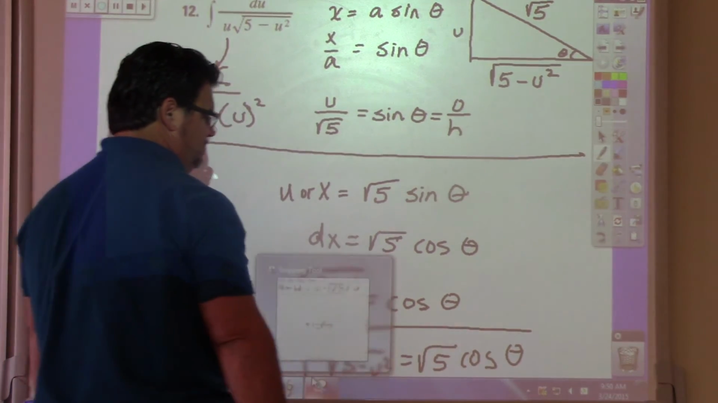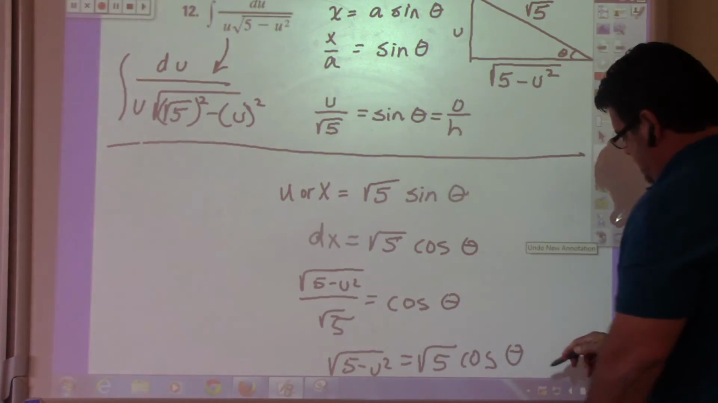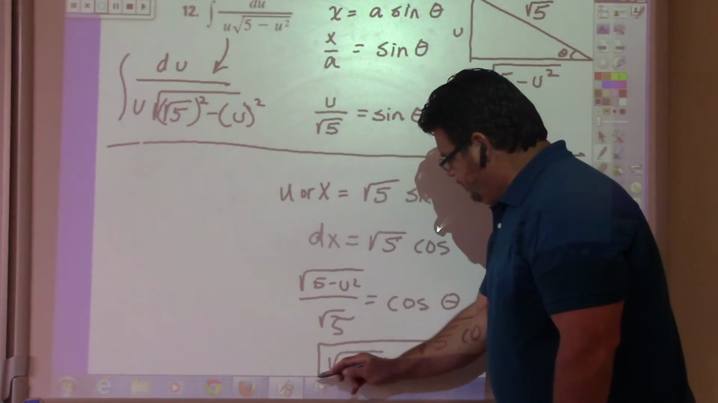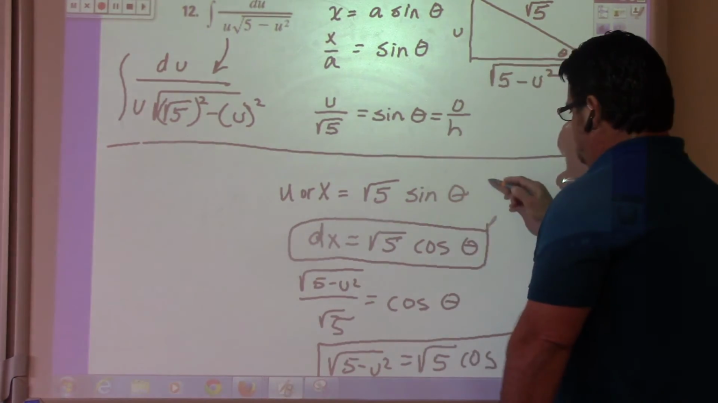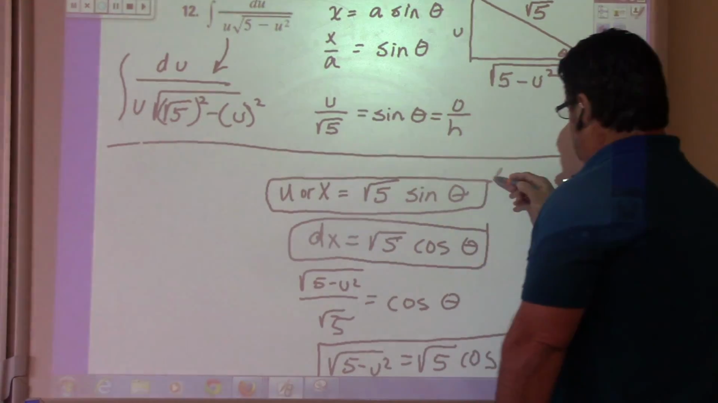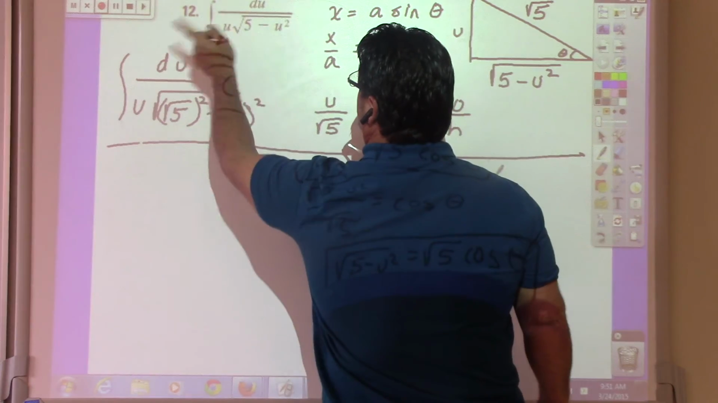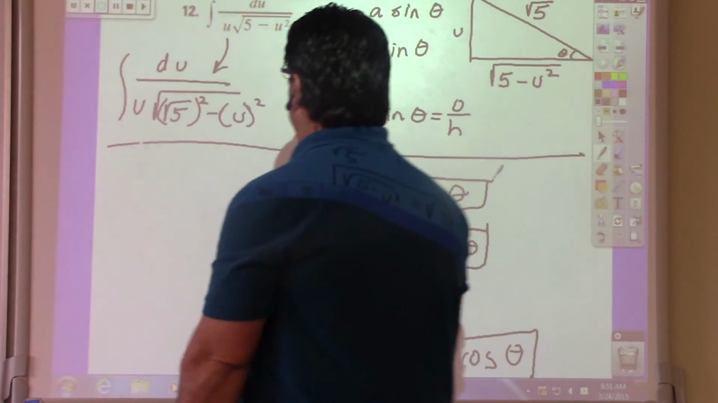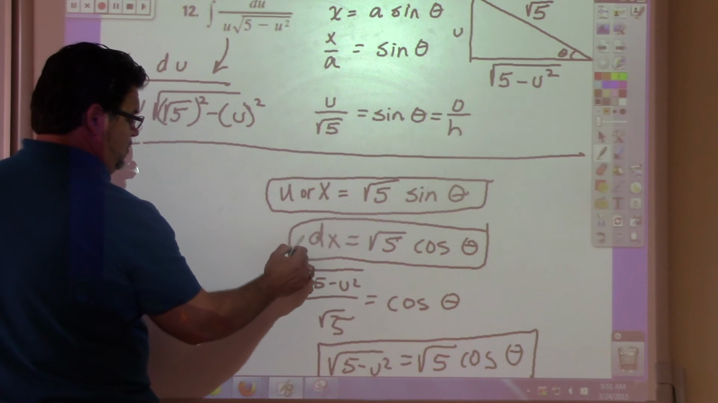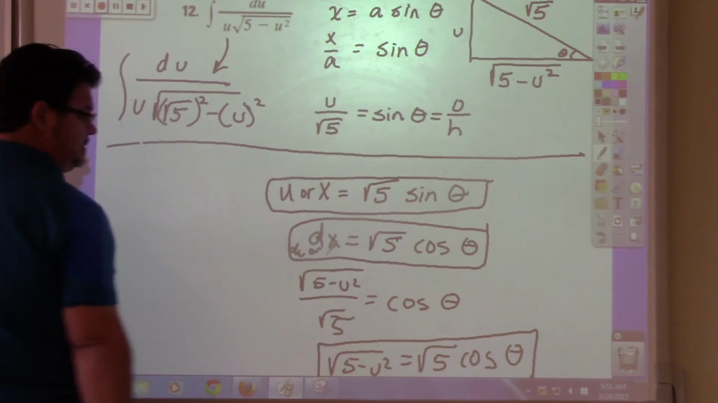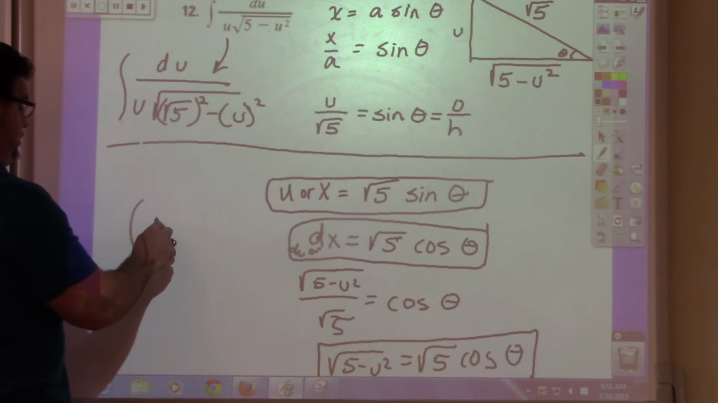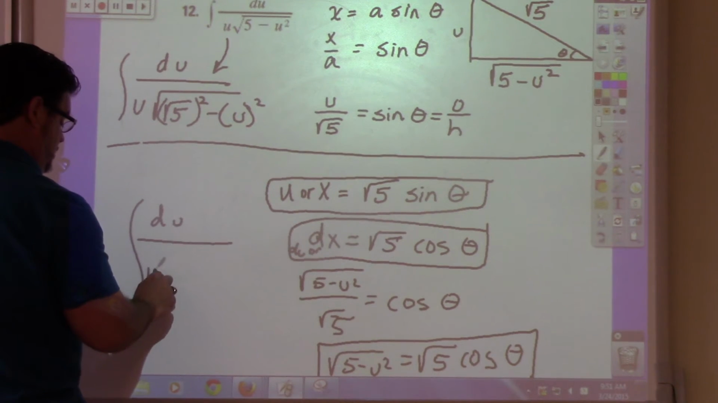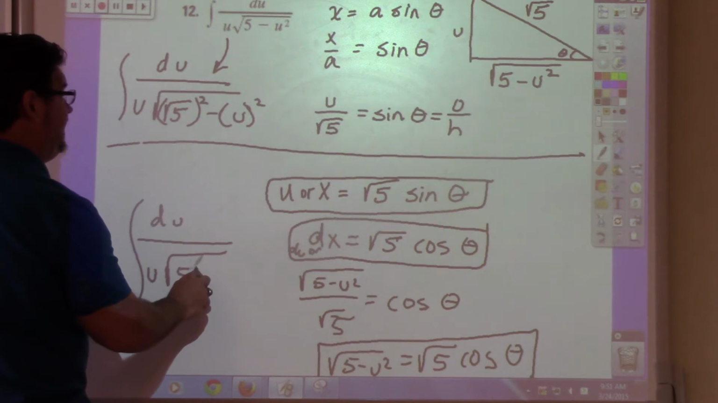Now that, this, and this, you'll substitute back into that, which this is du or dx. So let's just rewrite this, du over u times the square root of 5 minus u squared.